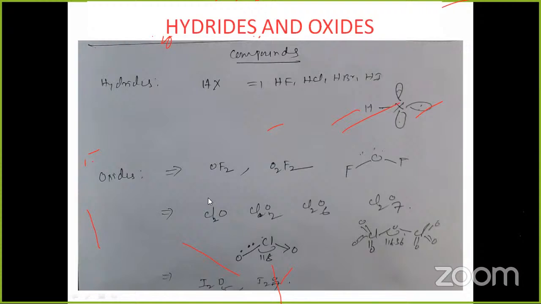You come to oxides. These are the oxides: fluorine oxides, chlorine oxides, iodine oxides. In our syllabus, fluorine oxides and chlorine oxides are the most important. Oxygen difluoride is a monoxide and dioxygen difluoride is a dioxide. Then chlorine monoxide, chlorine dioxide, chlorine hexoxide, chlorine heptoxide; these four belong to chlorine oxides. And I2O5, I2O7 are called iodine oxides. Actually, iodine can form 4 to 5 oxides, but the important ones are I2O5 and I2O7, iodine pentoxide and iodine heptoxide.